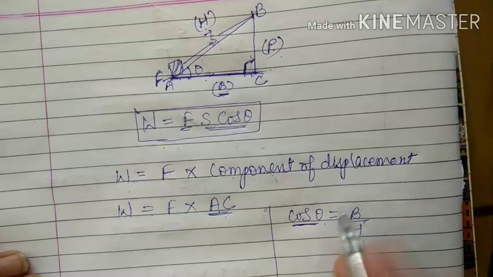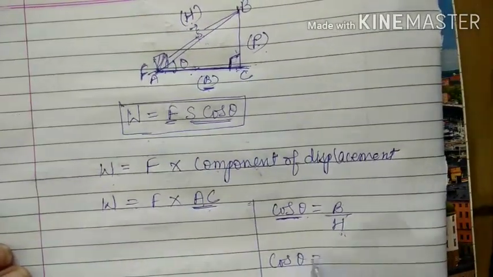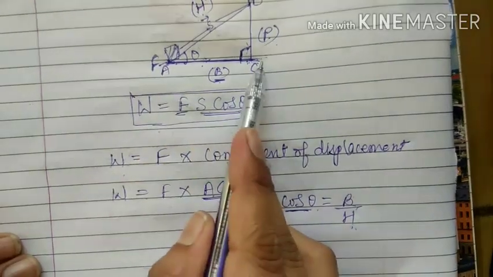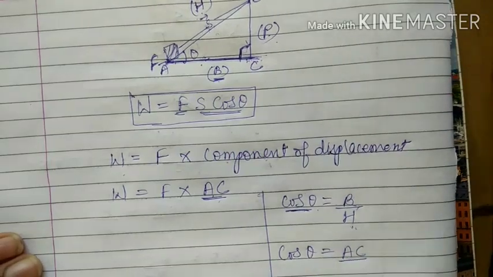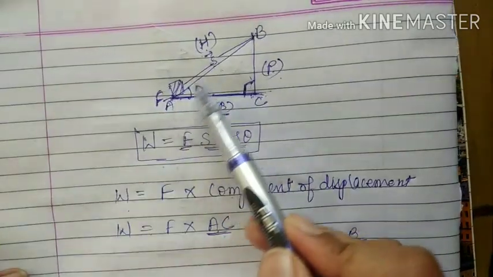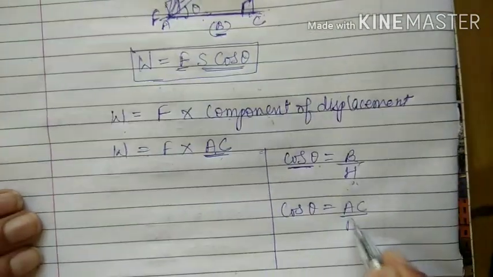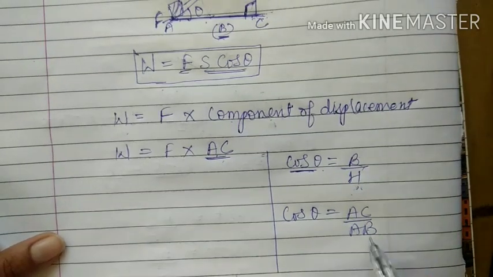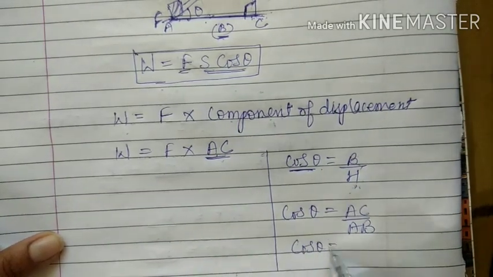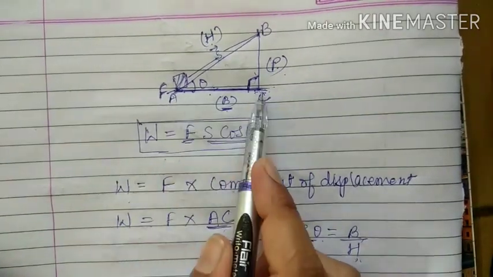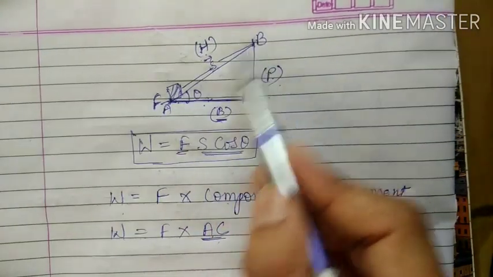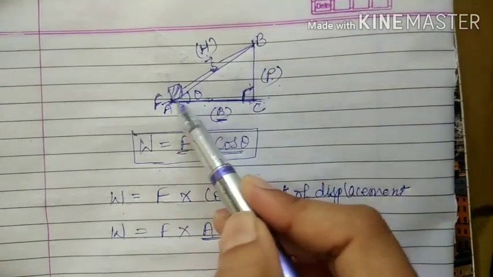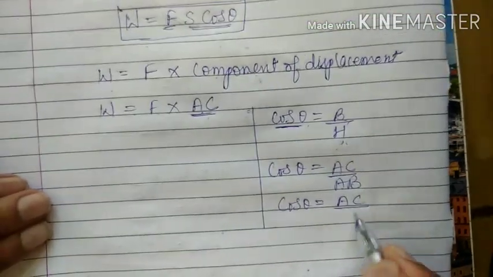Okay, so if I write cos theta is equal to base, base means AC. Am I right? Base is AC, so instead of this B, I can write AC. And hypotenuse is this one, AB, right? So instead of hypotenuse, I will write AB. Now cos theta is equal to AC. We don't know the value of AC, so we will write it as it is. But we know the value of AB. How much is it? S. We know that the displacement is S, so we will write S here.